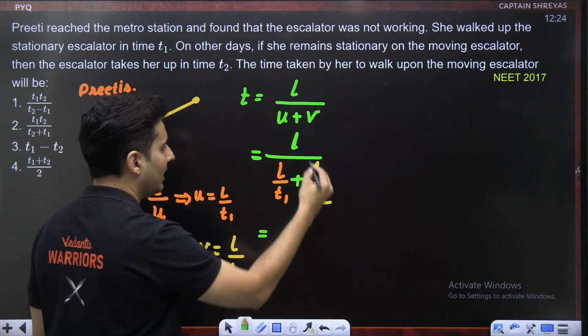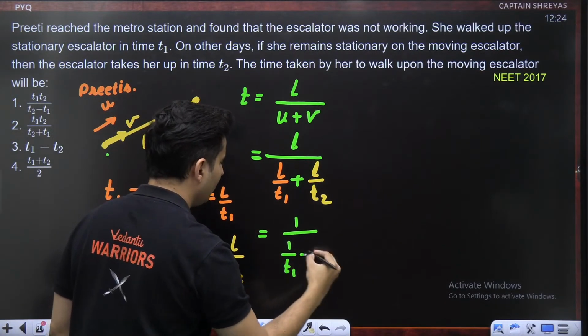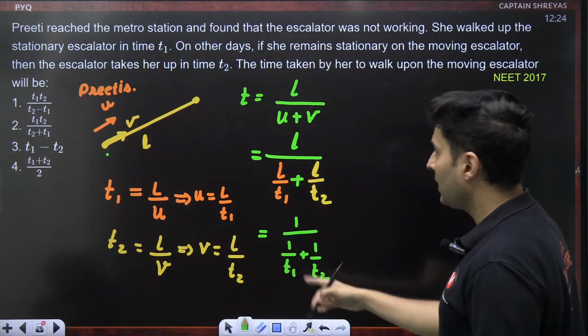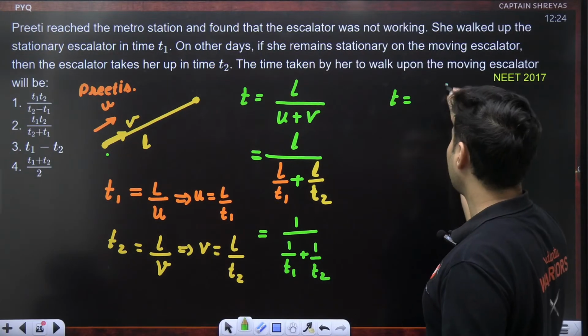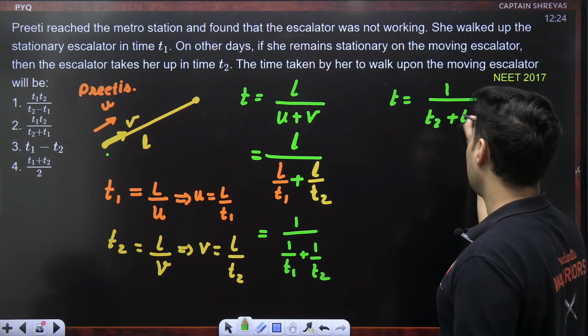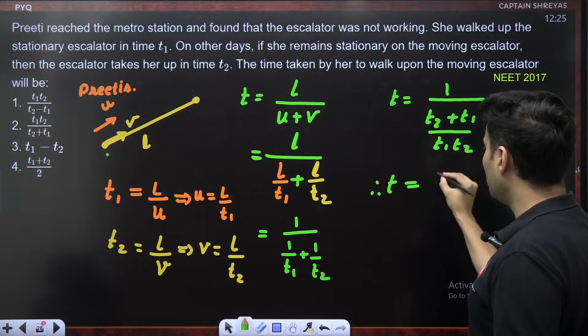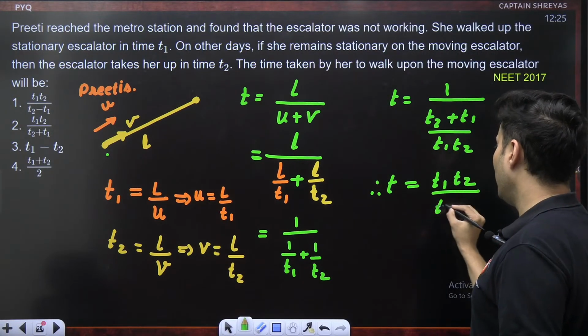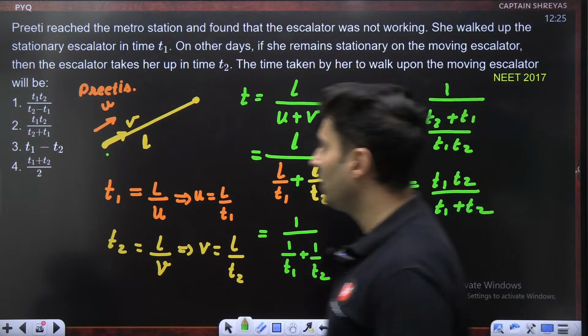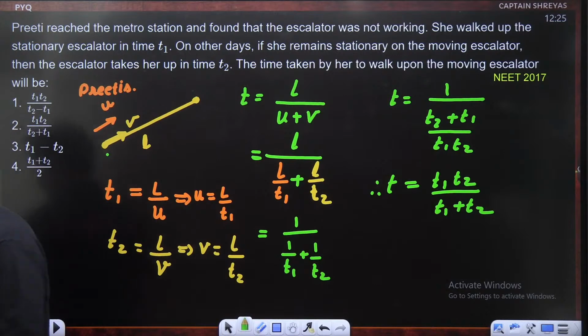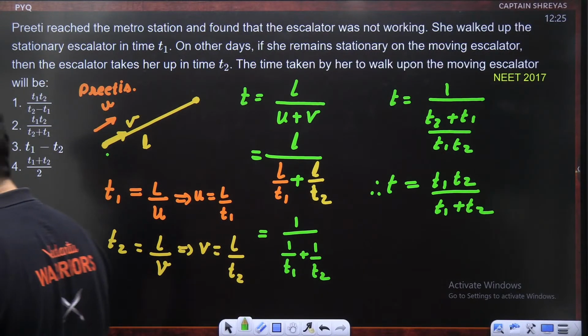Okay, so L will get cancelled. So 1 by T1 plus 1 by T2. Take LCM over here. So T will be basically (T2 plus T1) divided by T1 T2. So I think I can just take T1 T2 on the top: T1 T2 divided by T1 plus T2, which is option number B. Got it, guys? So we have solved Preeti's problem. I hope Preeti is very happy now. Cool. Understood? B for biology.